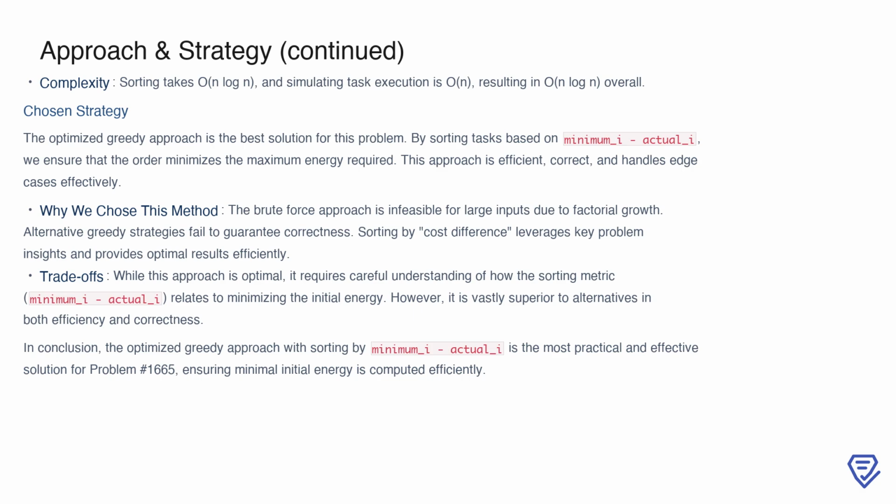The brute force approach is impractical due to factorial growth, and alternative greedy strategies fail to guarantee the correct solution. The cost difference sorting leverages the key insights of the problem and provides reliable results. While this approach requires a clear understanding of the relationship between the sorting metric and energy minimization, the trade-offs are negligible compared to its benefits. Ultimately, the optimized greedy strategy is the most effective and efficient way to solve problem number 1665, ensuring the minimum initial energy is calculated accurately and quickly.